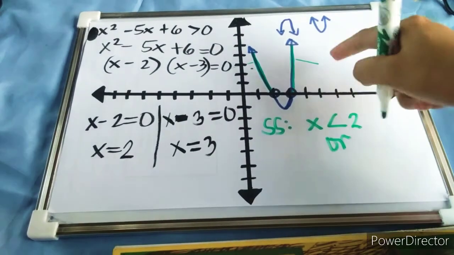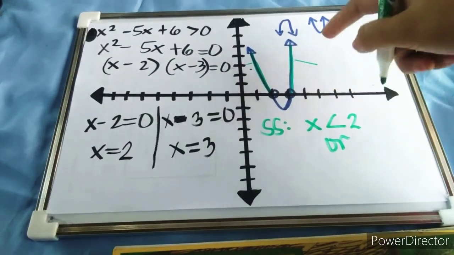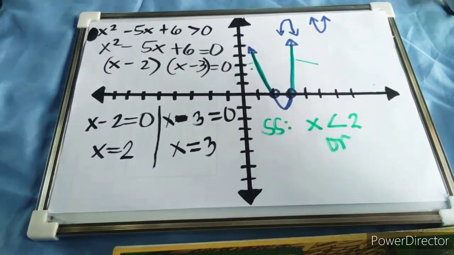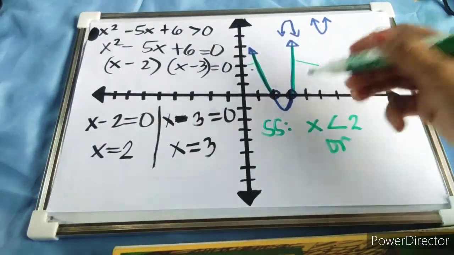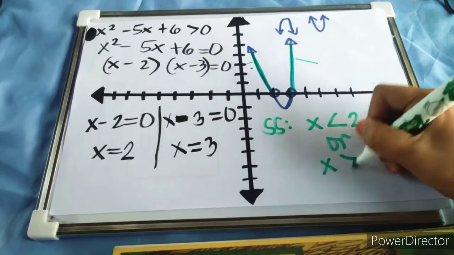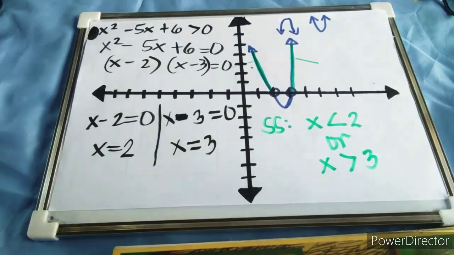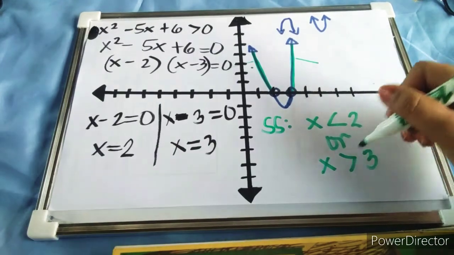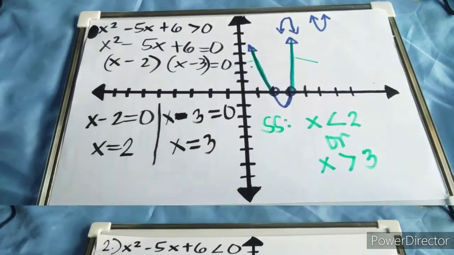Or you can have this part also as your solution set. And this part is what? Greater than or less than 3? That part is greater than 3. So therefore, our answer here is x is less than 2 or x is greater than 3.